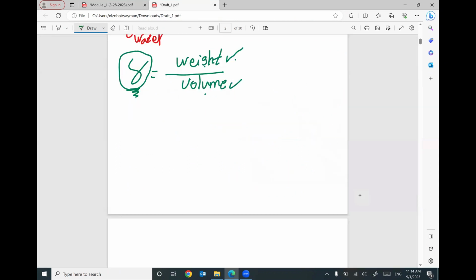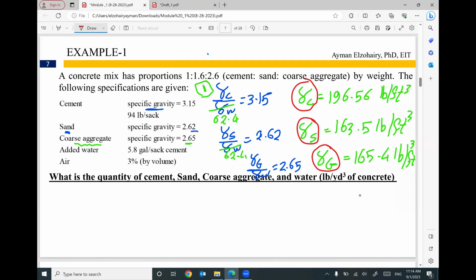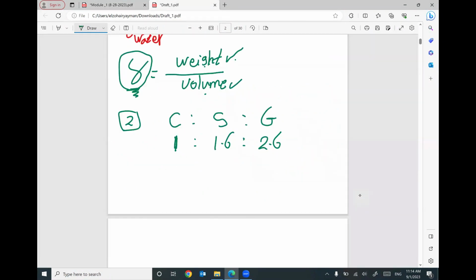Okay, second step. Just to remind you, we have a ratio between cement, sand, and gravel. This ratio is given: 1, 1.6, 2.6. And this ratio is by weight.